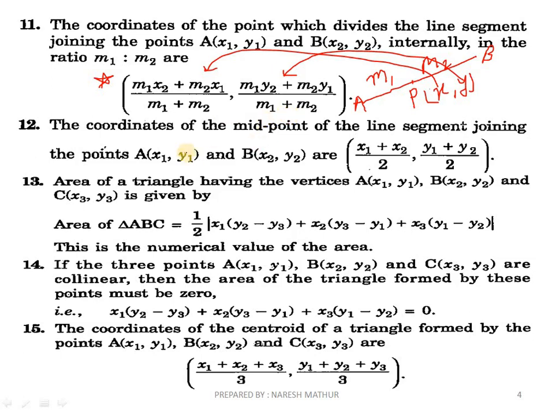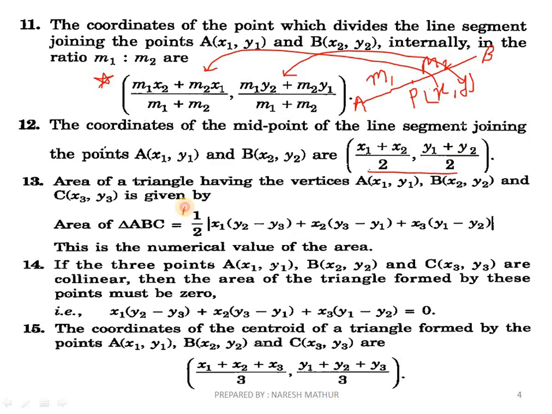Similarly, if we have line AB, and suppose P is the midpoint of AB, then m1 is to m2 will be 1:1. Then the values of m1 and m2 will be 1. So the coordinate of the midpoint of any line segment is given as (x1 plus x2) upon 2 and (y1 plus y2) upon 2. Just put the value of m1 and m2 as 1 in this formula, and you'll get these values.